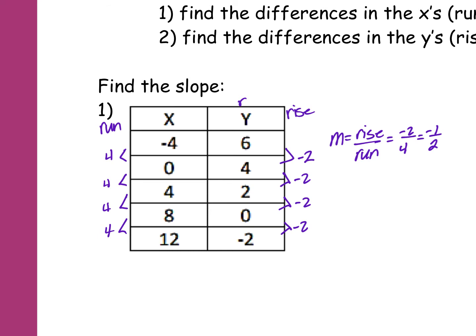So slope is rise over run, right? This is my rise because it's the y's. My x's are my run. Rise over run. Y over x. So -2 over 4, and then we simplify. -2 over 4 simplifies to -1/2.